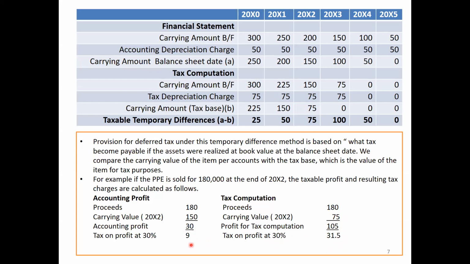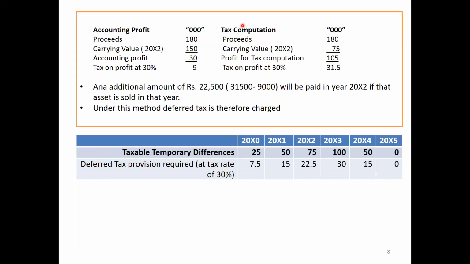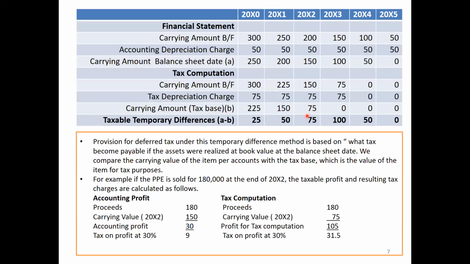105 into 30% equals 31,500. See the difference. Based on the accounting provisions, we have to pay tax of 9,000. But based on the tax provisions, we have to pay tax of 31,500. See the difference, right? Same calculation. And the additional amount of rupees 22,500. How do we get this? 31,500 minus 9,000 equals 22,500. It's the difference, which will be paid in year 2012 if the asset is sold in 2012.